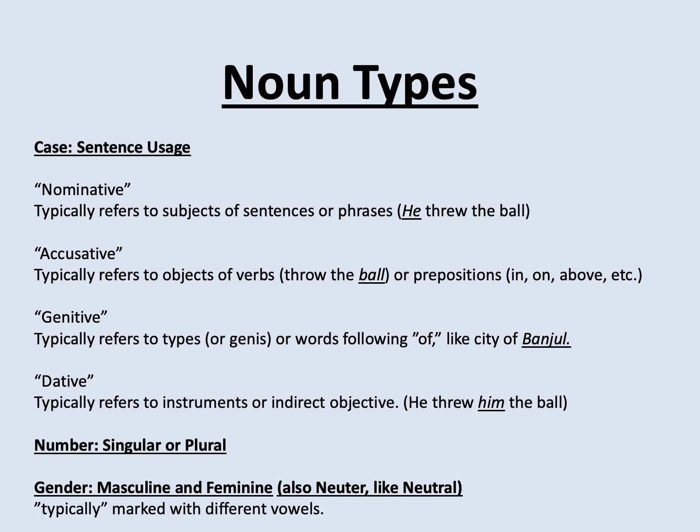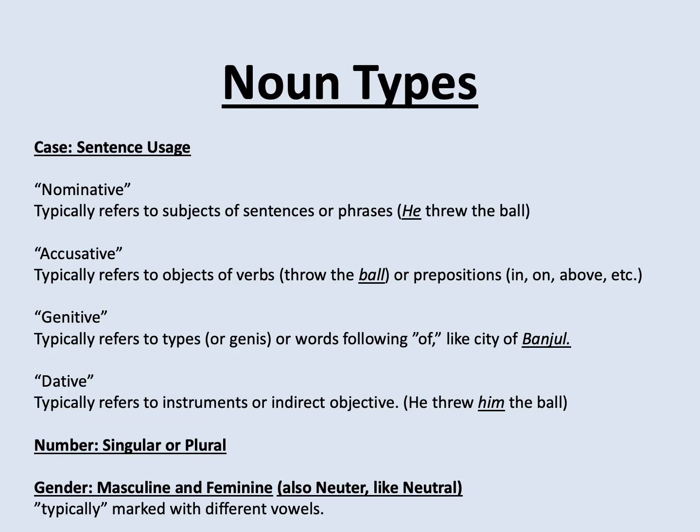Genitive typically refers to the type, or usually words that are marked by of, like the city of Banjul. It's telling us the type of town, or which town, or the genus of the town. Genitive, referring to the genus, the type. So Banjul here would be in the genitive, the city of Banjul.